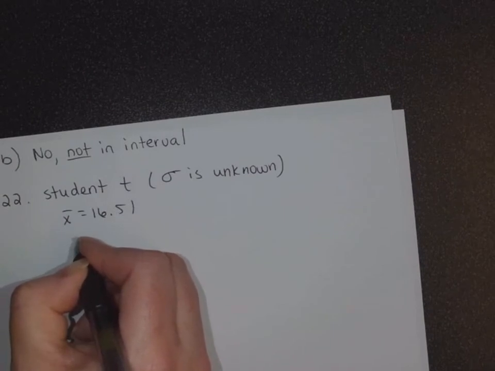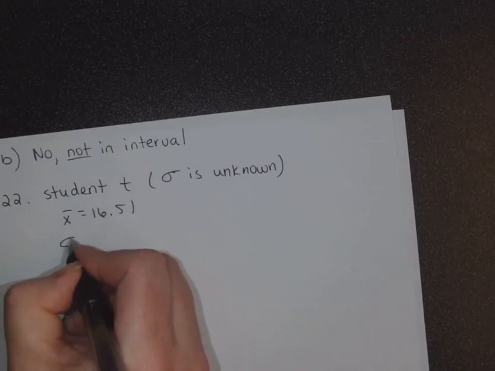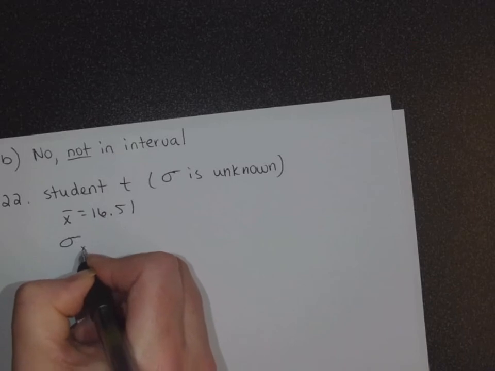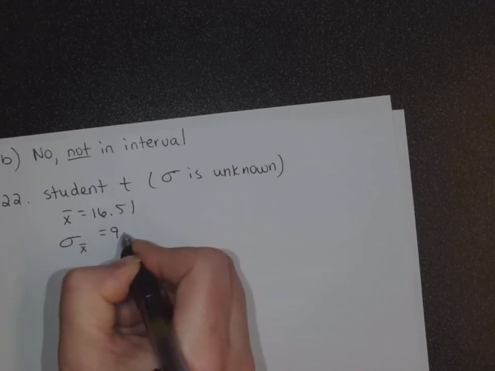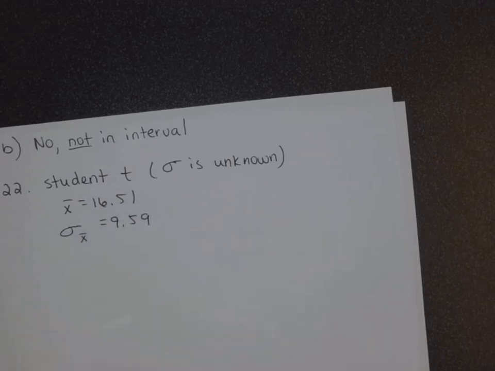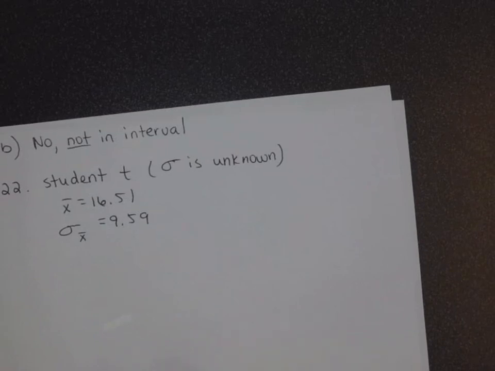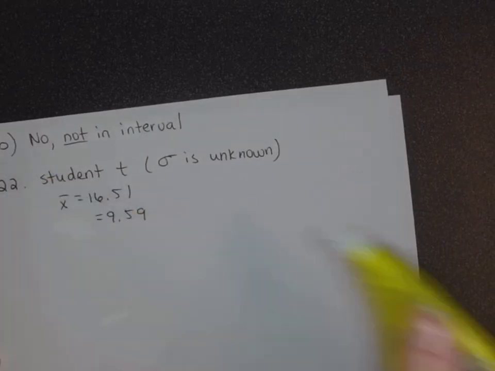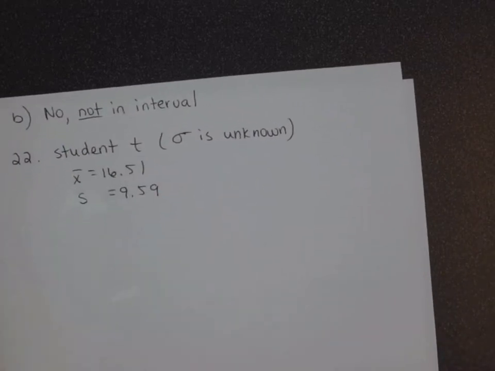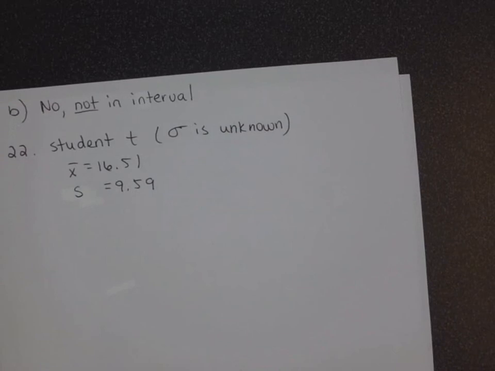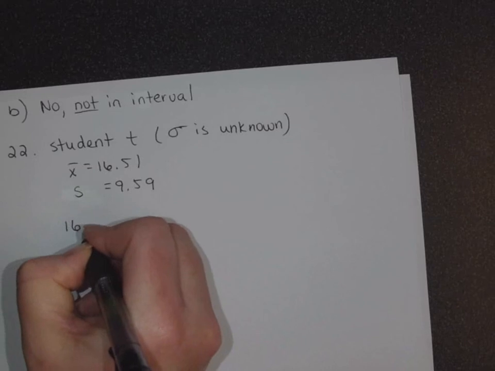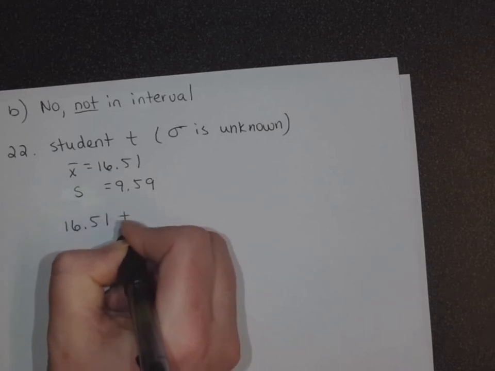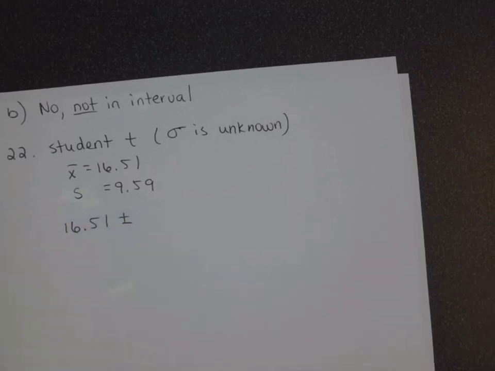We know that the standard deviation of the means is 0.95. Really, this is actually S. Okay. All right, so 95% confidence interval, so 16.51 is the expected. And we're going to add and subtract. You look at your chart, okay?